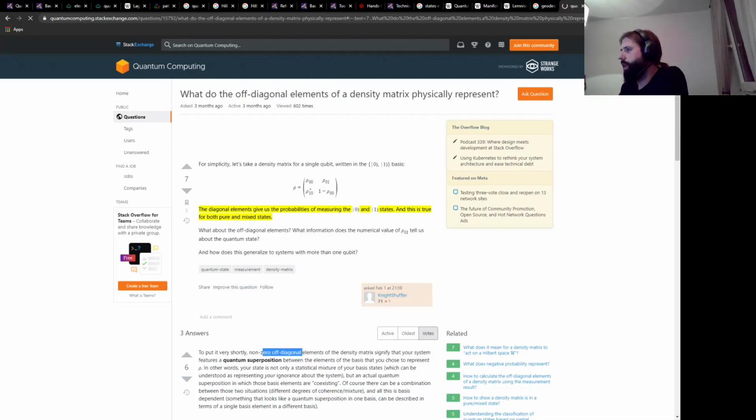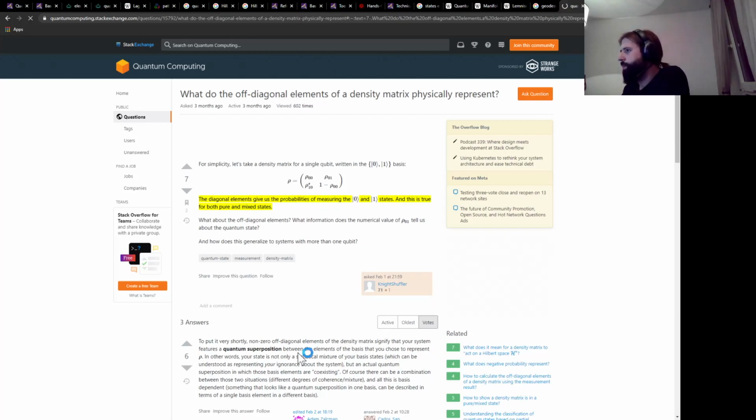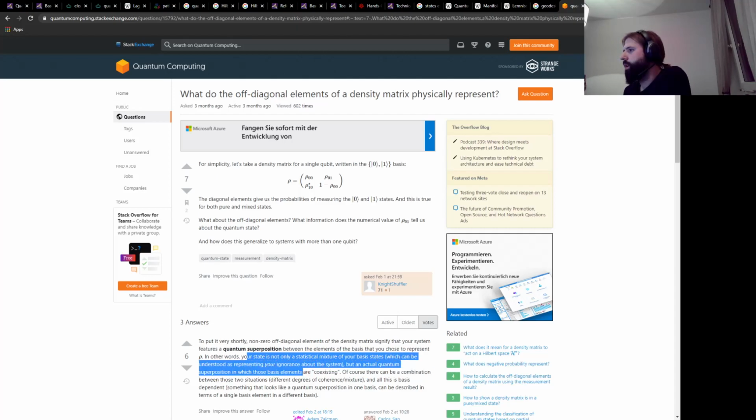Non-zero off-diagonal elements of the density matrix signify a quantum superposition between the elements of the basis that you choose to represent. Yeah, coexisting.